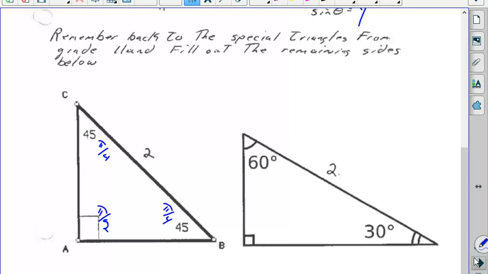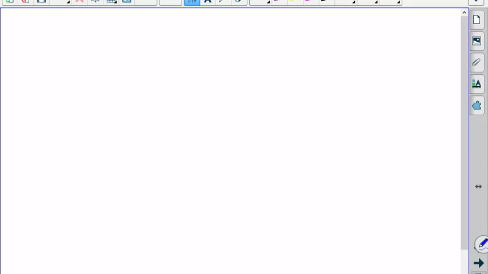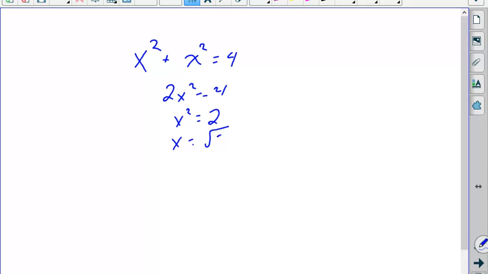This guy doesn't help us. Okay? So if this guy is 2 units long, how long is this line? Do you remember? Well, using Pythagorean theorem, I have 1 squared plus 1 squared is equal to 2 squared. So I have 2x squared is equal to 4, x squared is equal to 2, x is equal to the square root of 2.